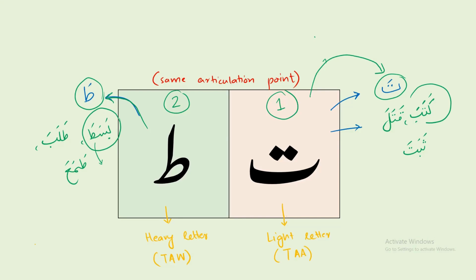A heavy pa sound. The first one here is kataba, a light sound. The second one is a heavy ba sa pa. I cannot say ba sa ta, right? I cannot make this empty mouth sound because we have a paw here. So we will make a full mouth sound like ba sa paw, ba sa paw. That is the difference between these two.